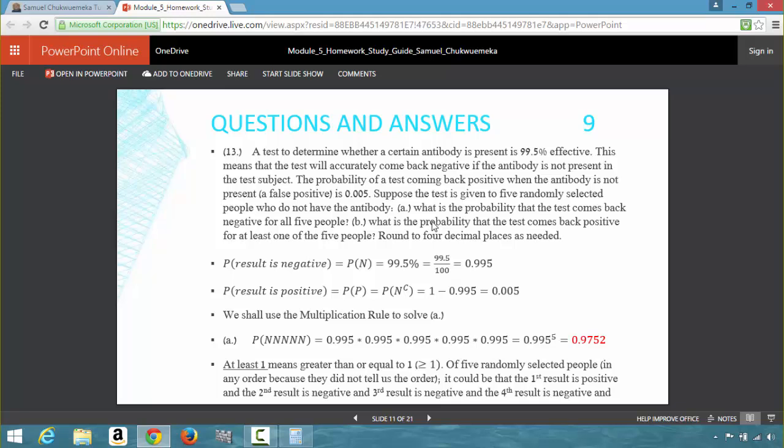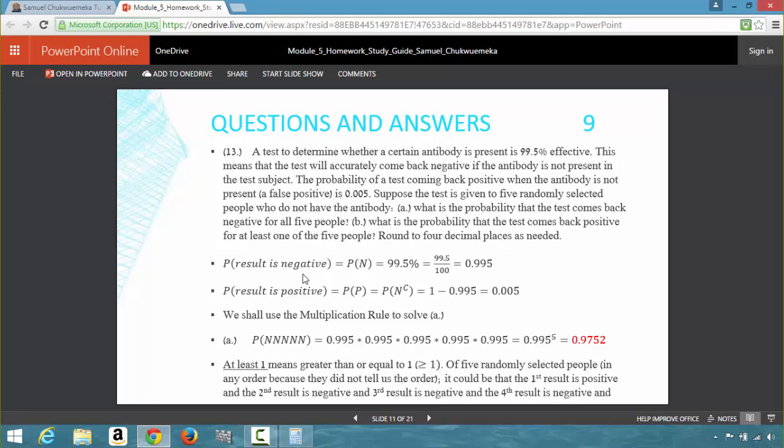Question B. What is the probability that the test comes back positive for at least one of the 5 people? Round to 4 decimal places as needed. So if you're looking at this now, it could be at least one of the 5 people. So it could be 1, or 2, or 3, or 4, or all 5. Here they did not give us the order. It's in any order. They didn't tell us.